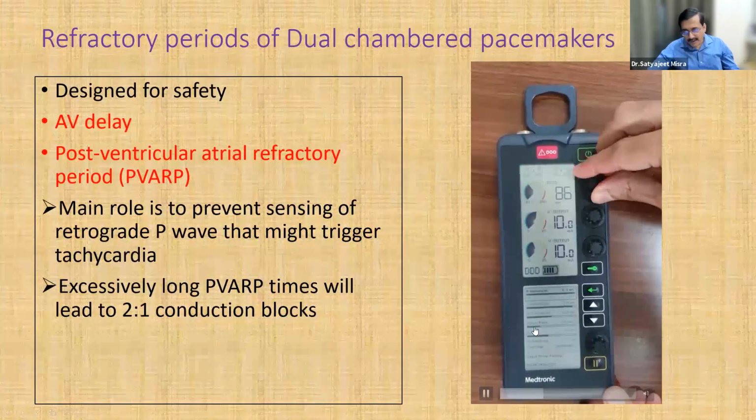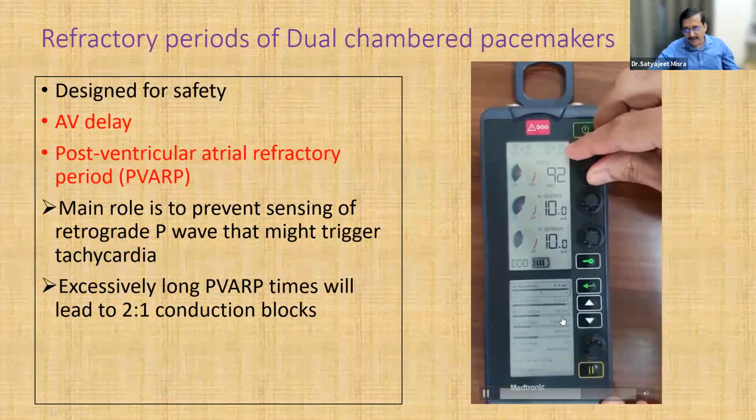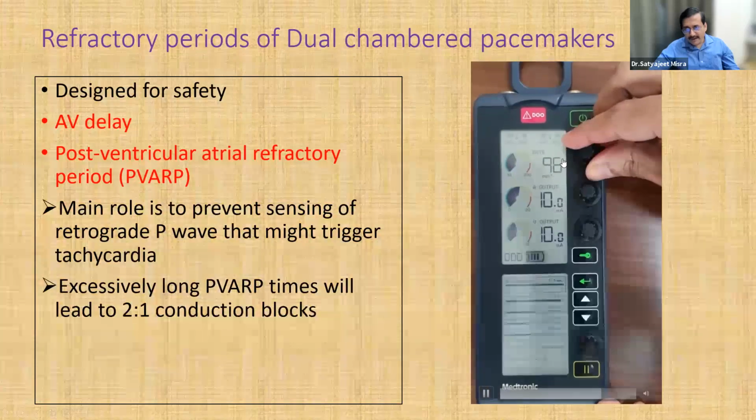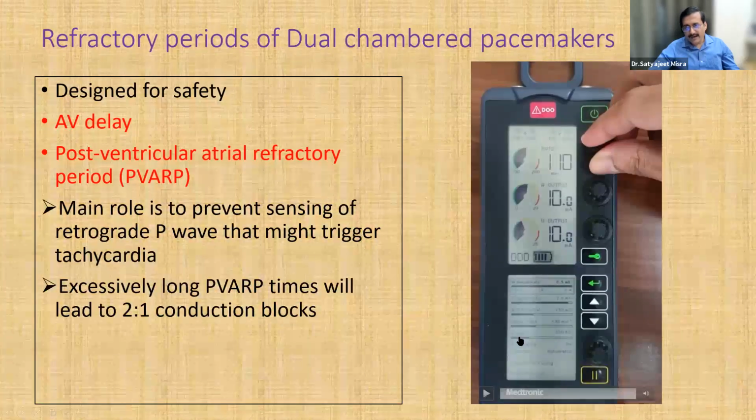So look at this heart rate. At a rate of 82, the AV interval is around 160. I keep on increasing, and the AV interval automatically comes down to 150. I keep on increasing further, the AV interval has come down to 140, and as I increase further, the PVARP has come down from 300 to 250 milliseconds.